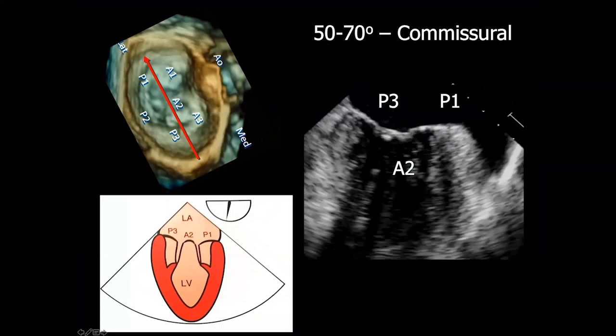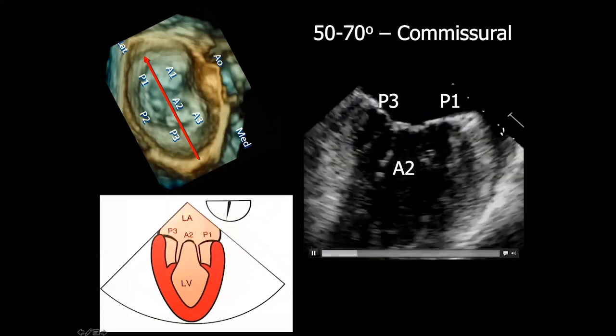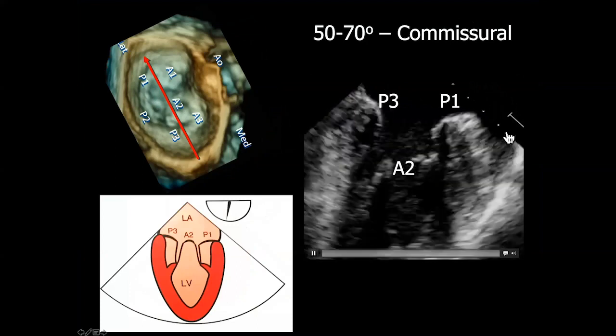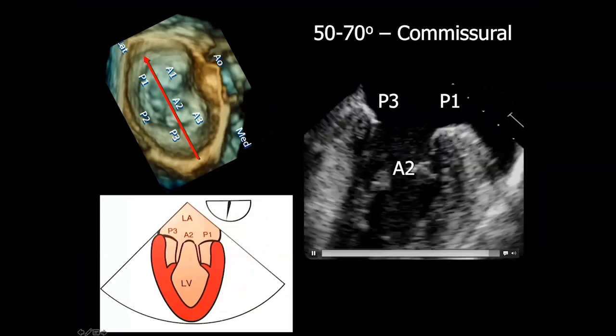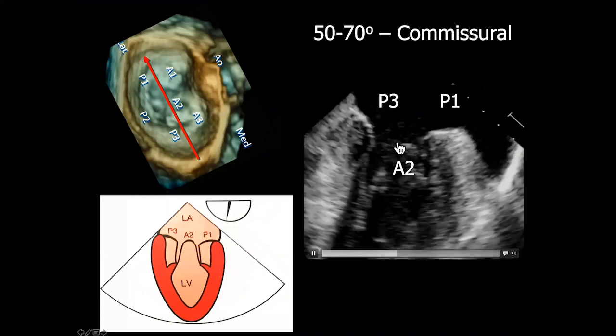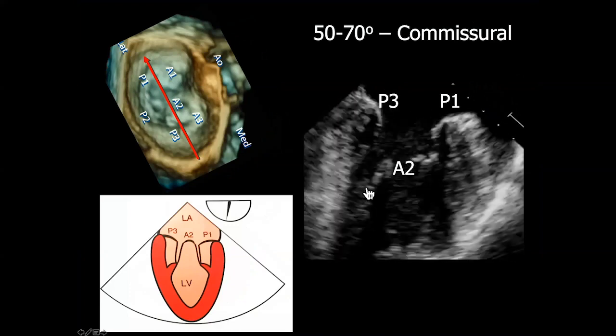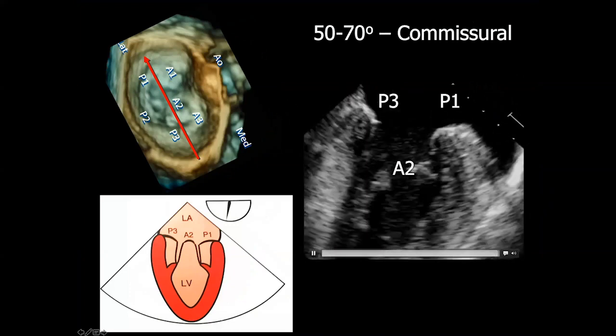This is the commissural view. Notice this hanging leaflet here. Notice also that the left atrial appendage is in view. And with the left atrial appendage in view, you know you are next to P1. So this is spot 1, 2, and 3. P1, A2, P3. Very important view to remember.